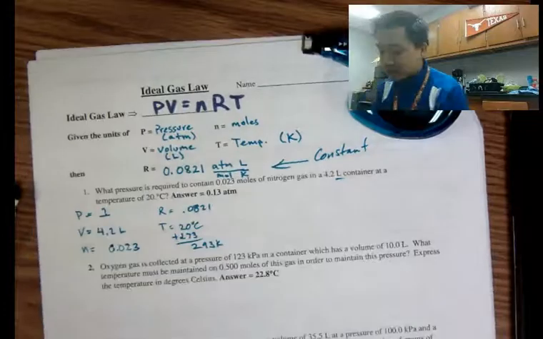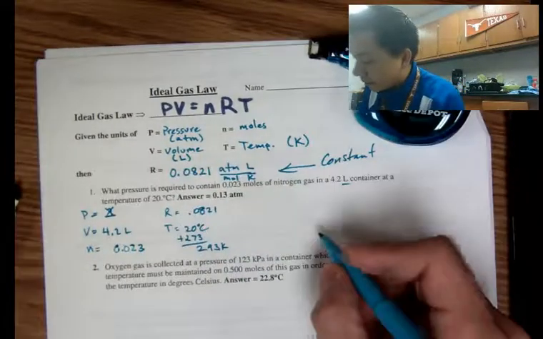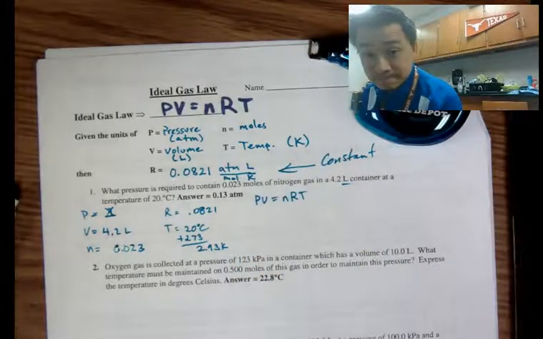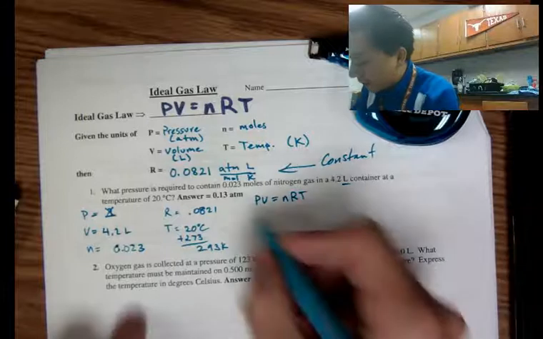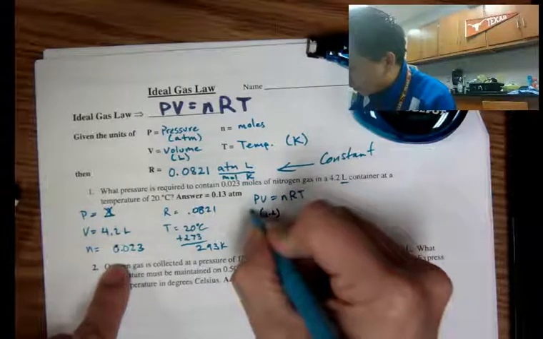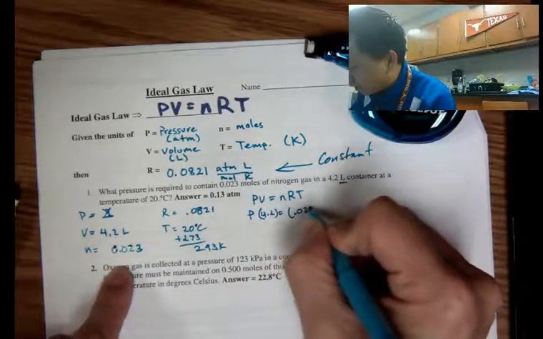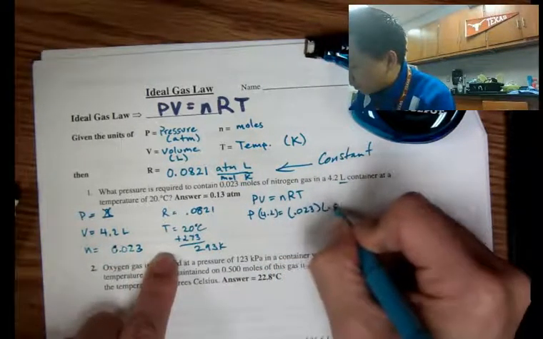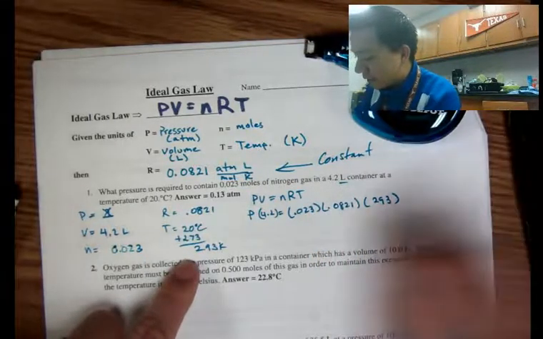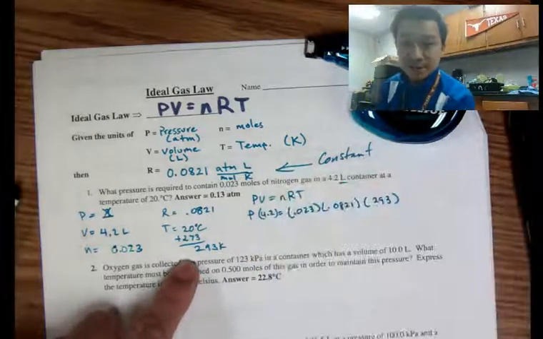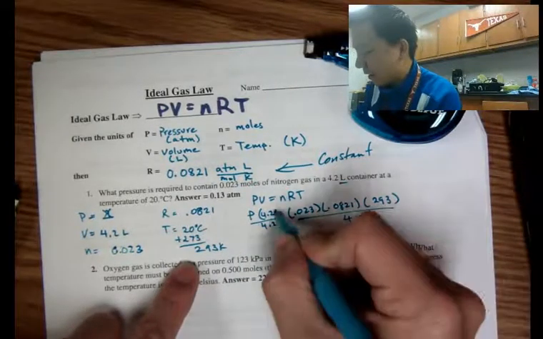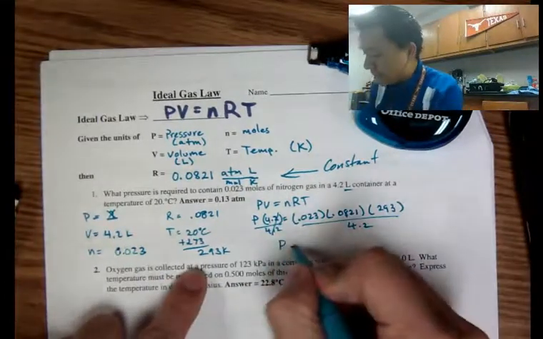Okay, so pressure is X. There, we have PV equals nRT. P is what we're looking for. V is 4.2, equals n, which is 0.023, times R, 0.0821, times T, which is 293. So how do I get P by itself? To get P by itself, we divide both sides by 4.2, and that'll go away. P is equal to, punch all that into your calculator.